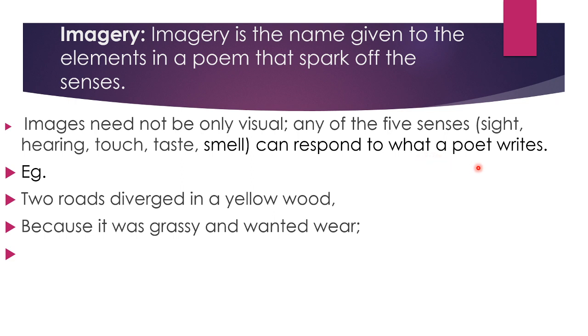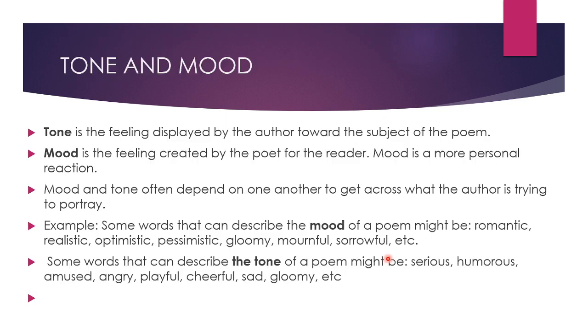For example, in this poem, "Two roads diverged in a yellow wood." So we can visualize two roads in a forest diverging, splitting into a fork. "Because it was grassy and wanted wear," so we can imagine a grassy road. All this has created an image in front of us, and therefore it is imagery.